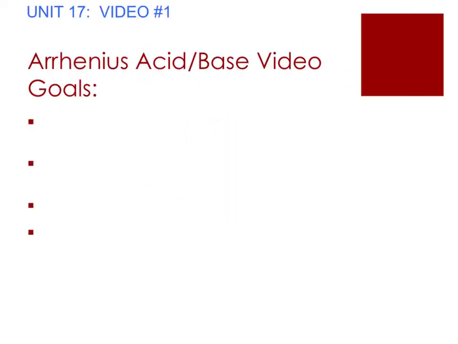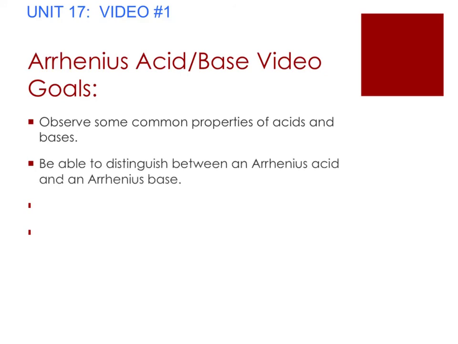Let's quickly review our goals for this video. So we observed some common properties of acids and bases. We discussed the fact that acids generally taste sour, whereas bases taste bitter. And we also talked about the fact that they are both electrolytes. They both conduct electricity in water. We also talked about how to distinguish between Arrhenius acids and Arrhenius bases. Recall that Arrhenius acids produce H plus in water, whereas Arrhenius bases produce OH minus in water.